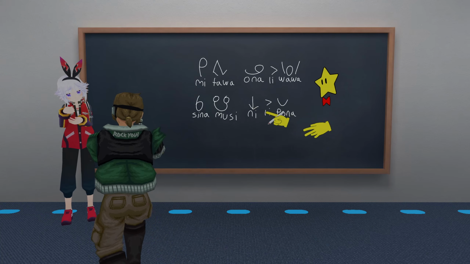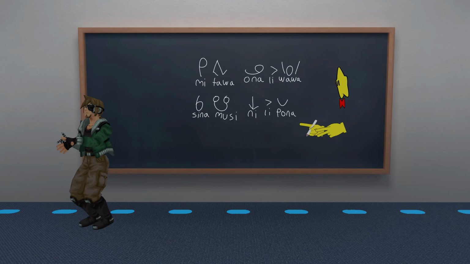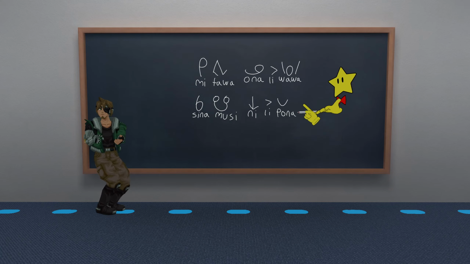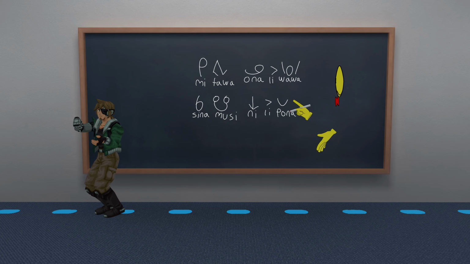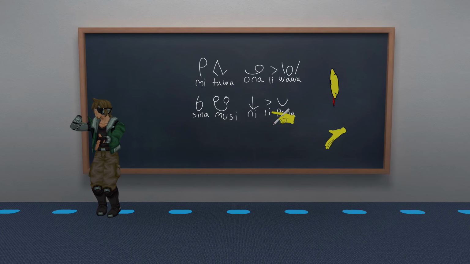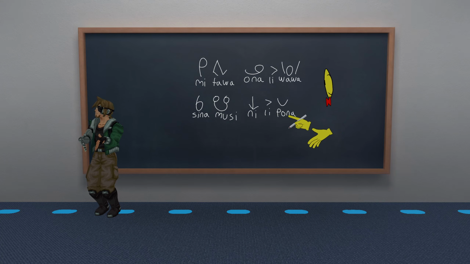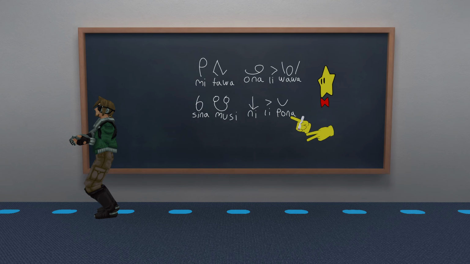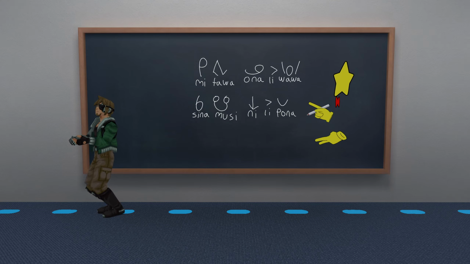So if ni is this or that, li introduces the verb, and pona, we just covered that one before. It means positive, pleasant, good. And so this sentence means this is good, or that was good, or any sort of time frame. Ni li pona. Right. So these are Toki Pona's pronouns.